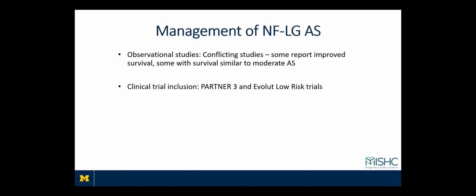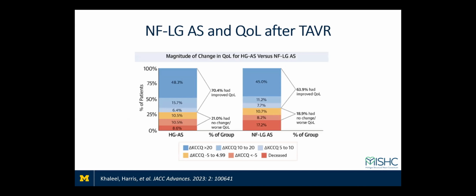What's interesting is that in our two most recent large TAVR trials, the PARTNER 3 and Evolut Low Risk trials, these patients with normal flow, low gradient AS were included in these trials. So we are treating these patients in the context of severe AS trials already. This doesn't necessarily answer the question, but I think it sheds some light on this. So we had this question about these patients with normal flow, low gradient AS, and wanted to look at changes in quality of life after TAVR.